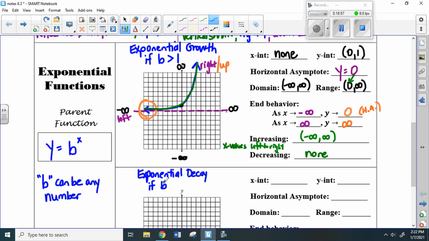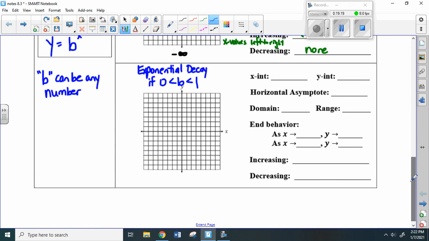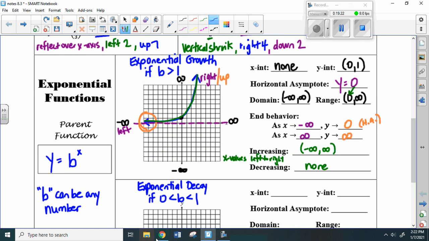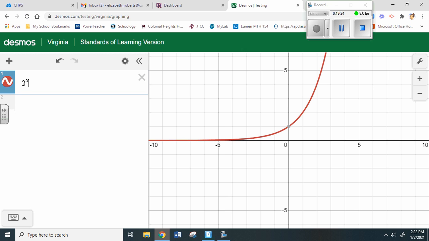And that happens if our b value is, hold on, I don't want to just say less than 1, because I don't want you to think it can be negative. Negative, remember, is something else. So if b is between 0 and 1, then we have exponential decay. So on Desmos, remember we said, what if we made b a 2? That should look like the parent function we just talked about. But what if I make that number a fraction?